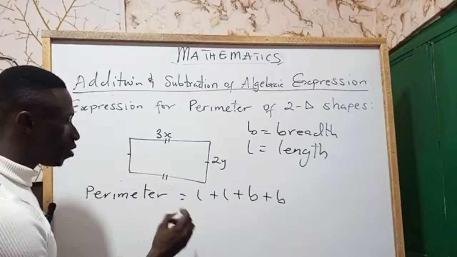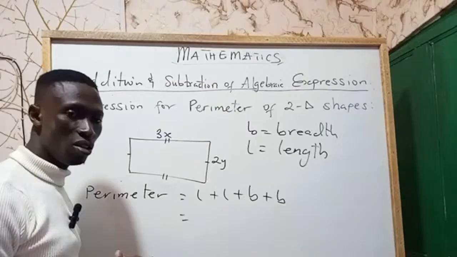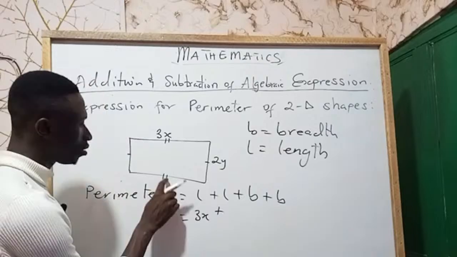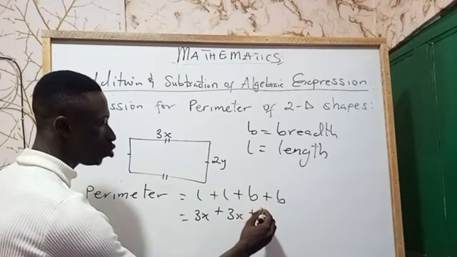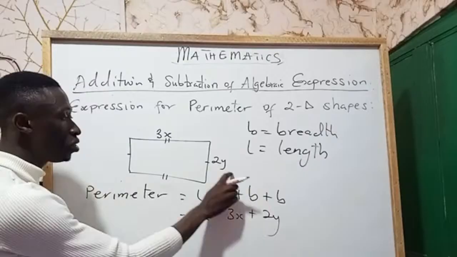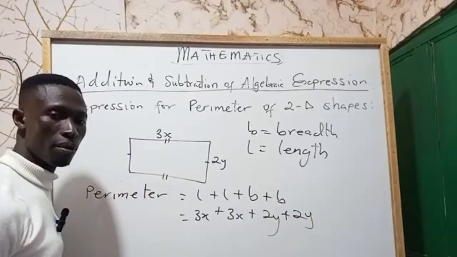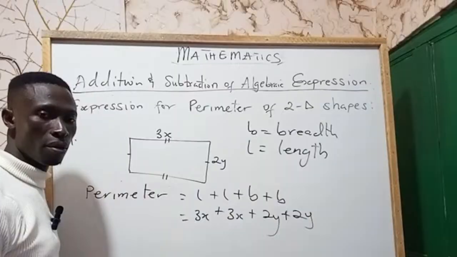Now if I come by substitution, substitution means you want to replace something. So L is 3x, plus another length, 3x, plus B, breadth, which is 2y, plus another B on this side. Because two opposite sides are equal, once here is 2y, here is also 2y, plus 2y. Very good.